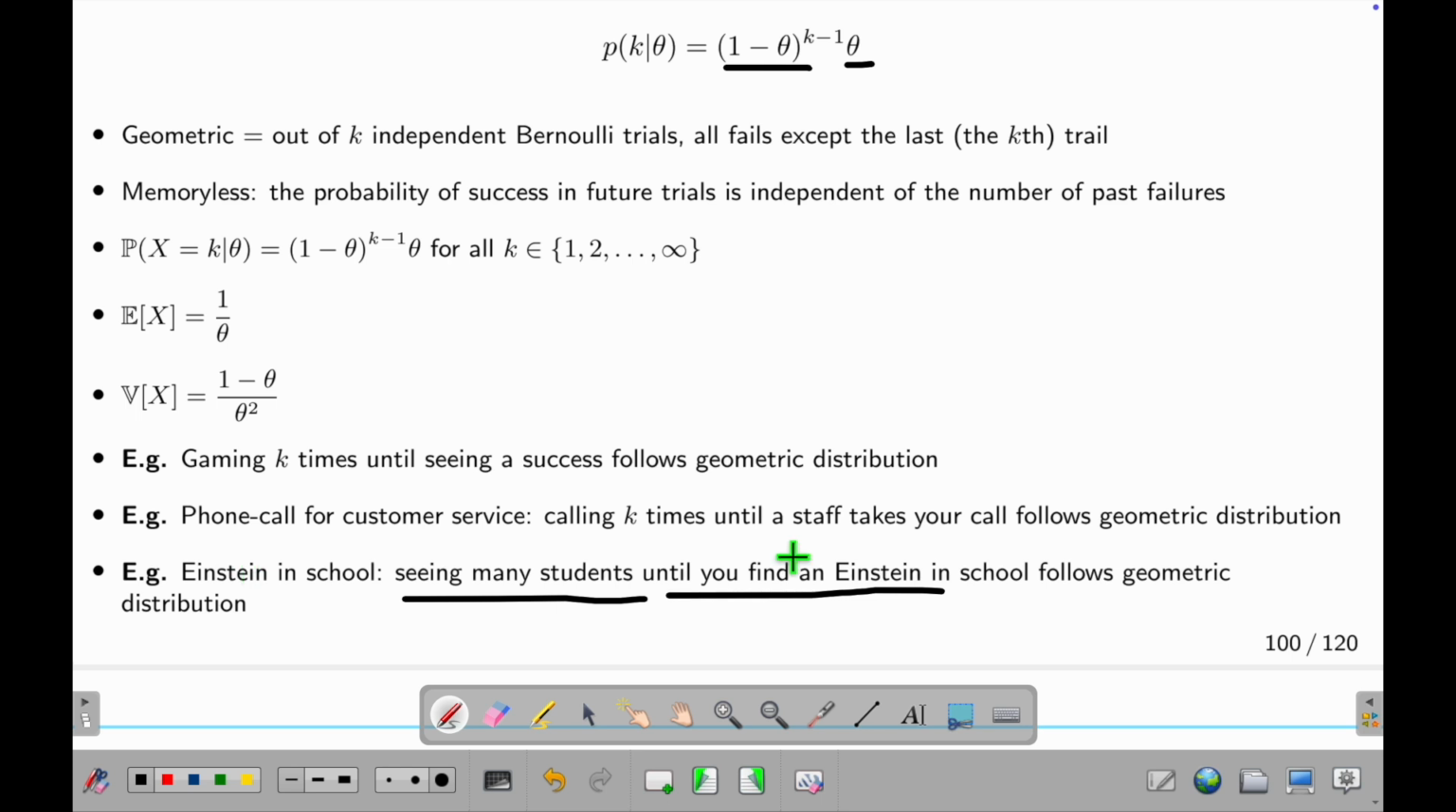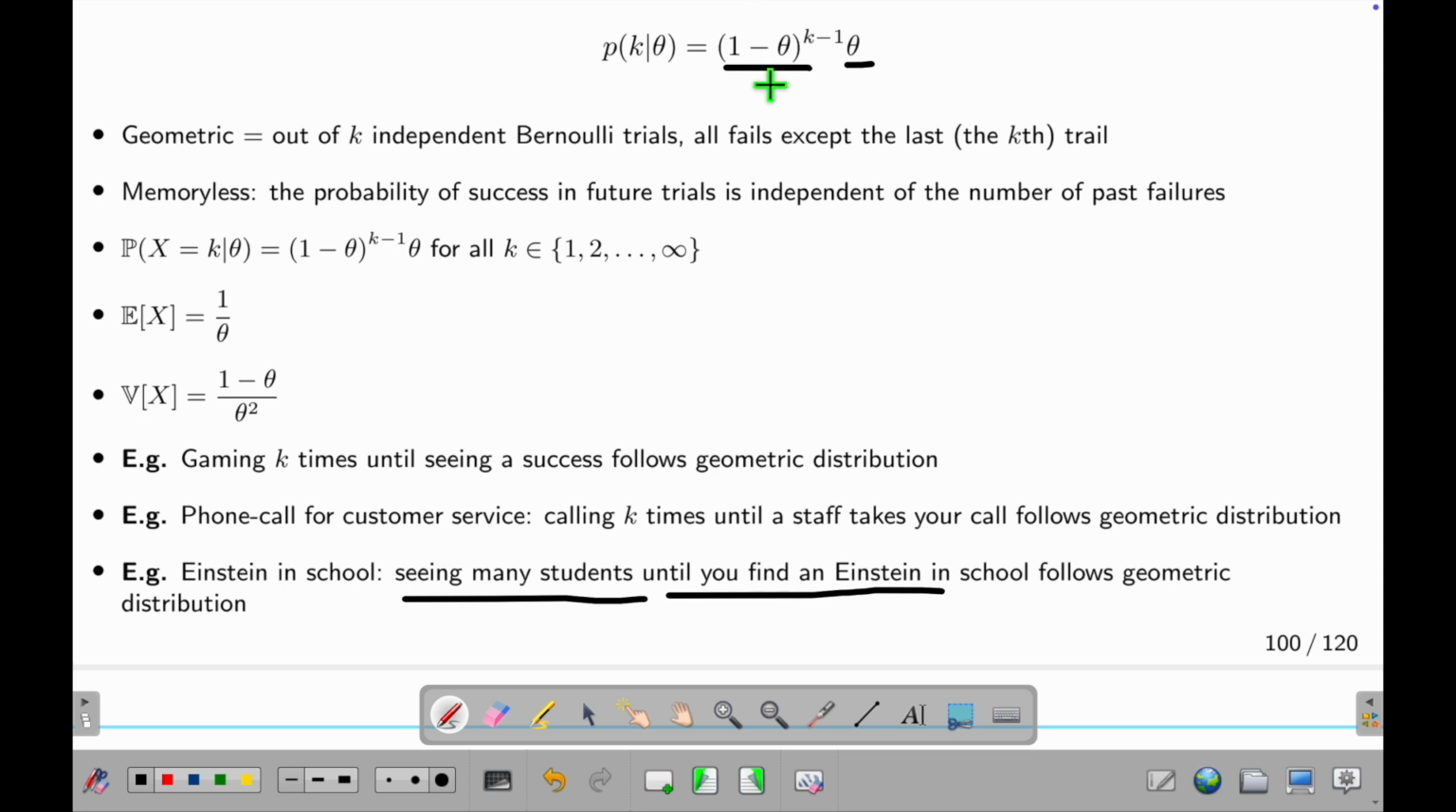Phone call: you need to call somebody, let's say to fix the internet. You call the company, and the company staff don't take your call, and then you bomb their company phone number, and you bomb them K times. And all the first K minus 1 times fail until the last time you win, and that is actually this.